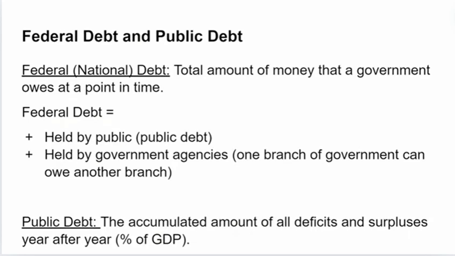So federal debt, also known as national debt, is the amount of money that a government owes at a point in time. It is important to note that debt and deficits are not the same thing. A deficit, as stated before, is a shortfall in revenue for a particular year's budget, and national debt is the total of all accumulated and unpaid deficits. The national debt contains public debt plus debt held by government agencies. Public debt, however, is the accumulated amount of all deficits and surpluses.